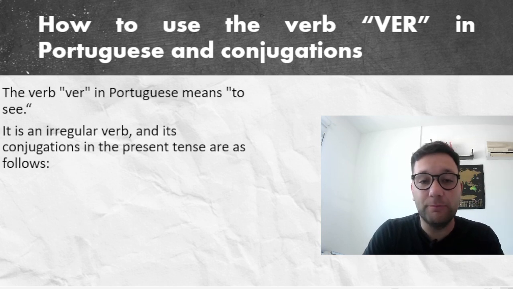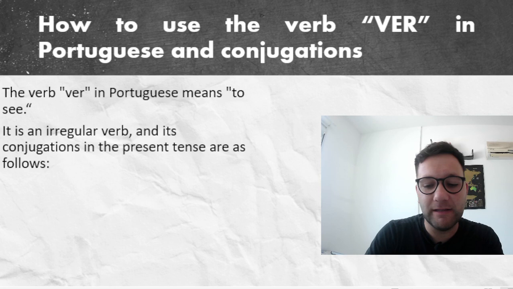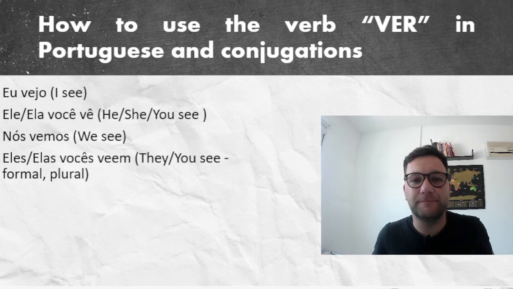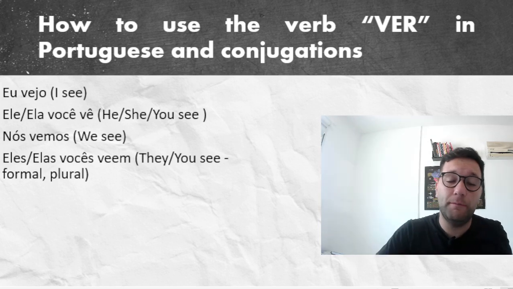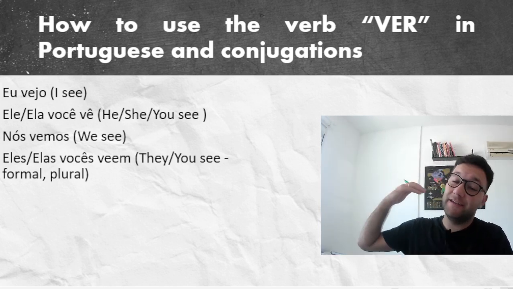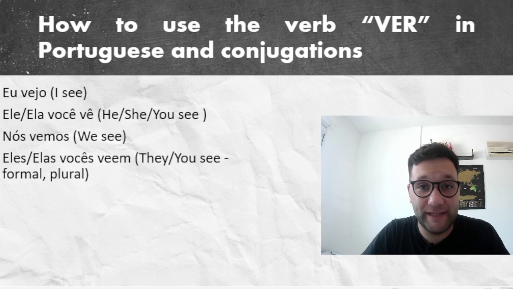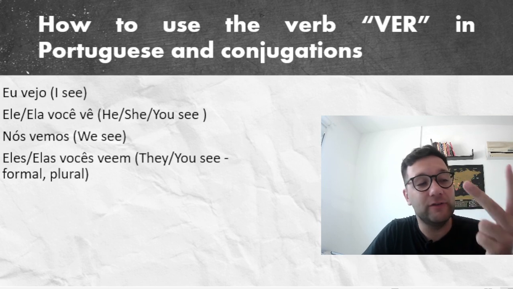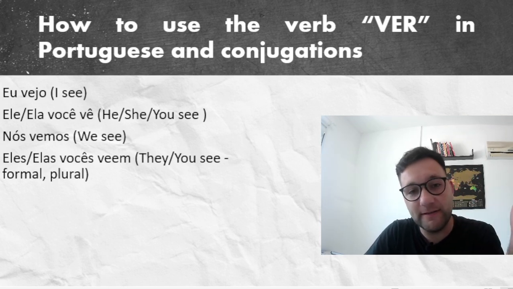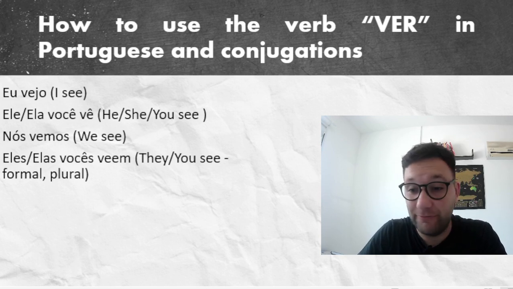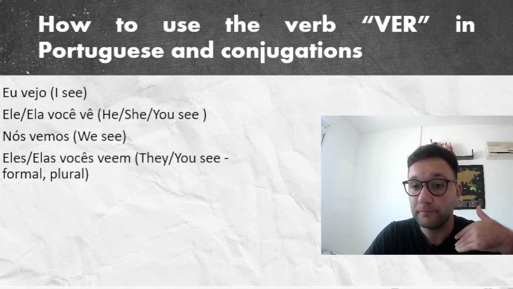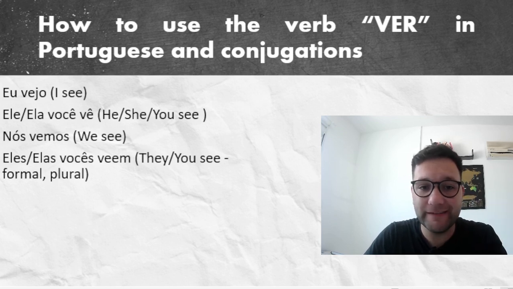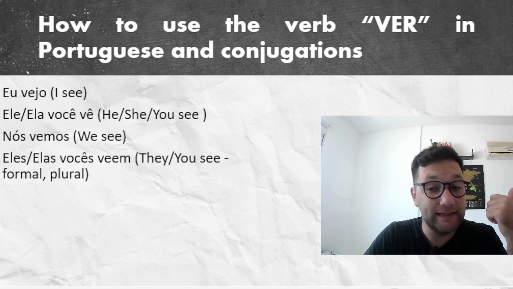Like I told you, when you translate the verb ver into English, it means to see. Let's see the conjugations here, and I'll try to repeat. Take notes about those conjugations because it's irregular. Eu vejo, I see. Ele, and remember, ele, ela, você, he, she, and you, is always the same conjugation. Ele vê, ela vê, você vê. Plural: nós vemos, and they see, eles veem, vocês veem.